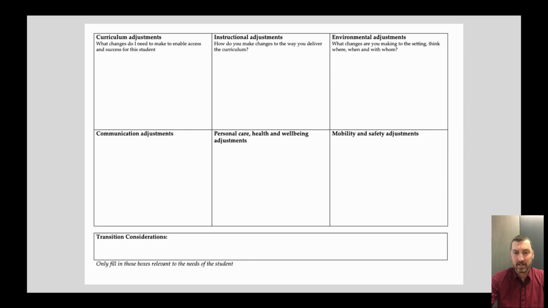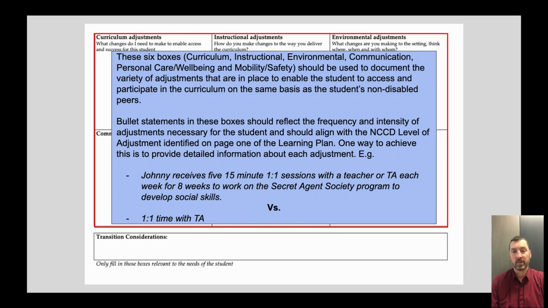Okay, now let's look at the adjustments. Earlier I said that the goals should link to the challenges listed on page 1. Similarly, the adjustments on this page should reflect the NCCD level of adjustment on page 1. The key thing to remember on this page is that the adjustments listed should include the frequency, intensity, and duration wherever possible. If and when your school is scheduled for an NCCD audit, the team will start to form an opinion about the level of adjustment this student needs based on the information provided on this page.